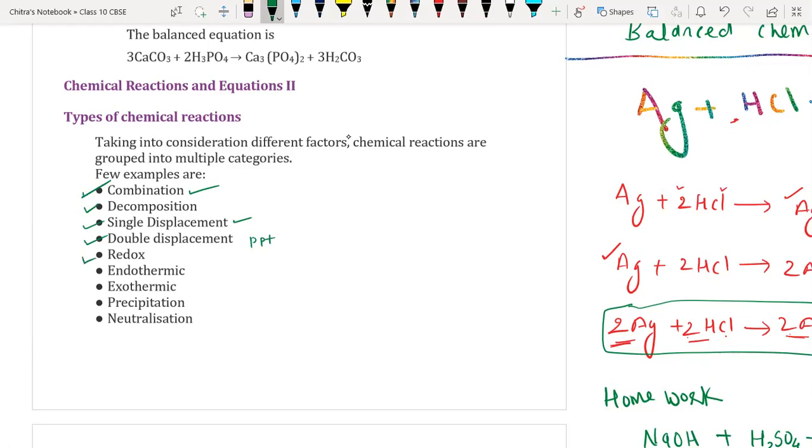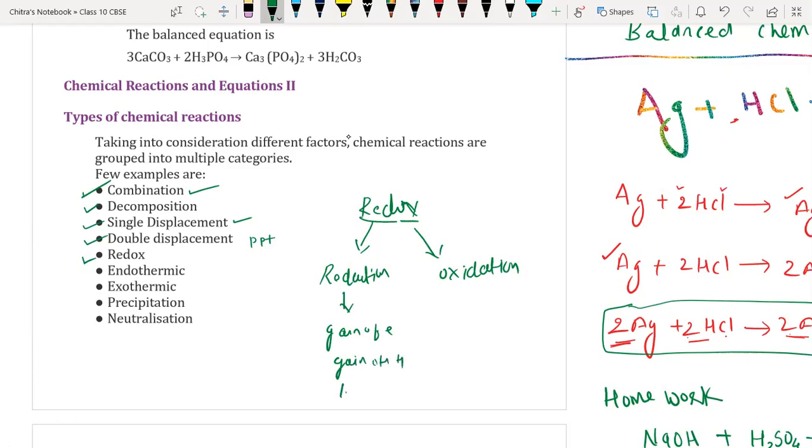Then we have redox reaction. See, redox is formed by two different words. Here we are writing REDOX. In REDOX, RED stands for reduction and OX represents oxidation. So reduction takes place by the gain of electron, or gain of hydrogen, or loss of oxygen.